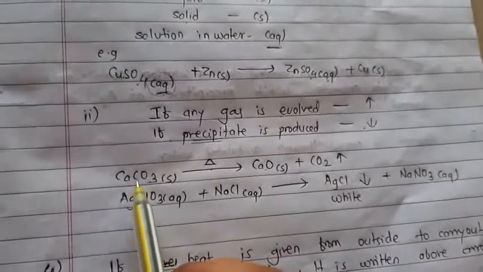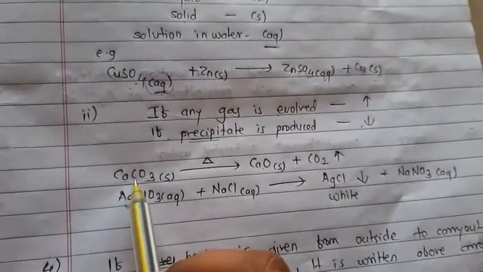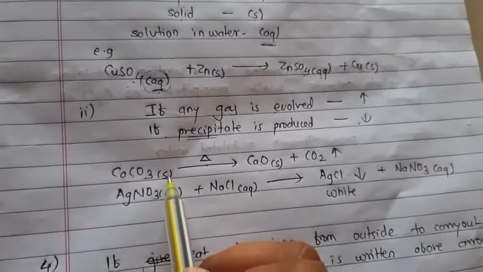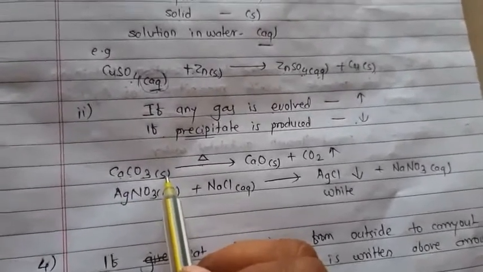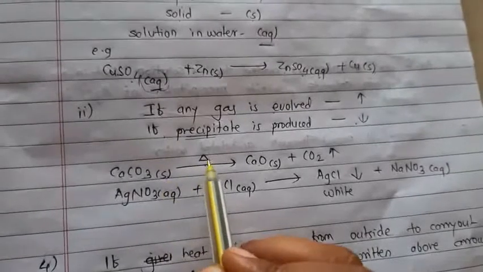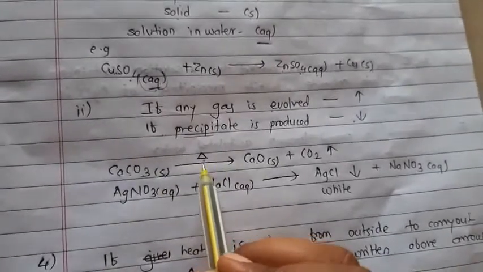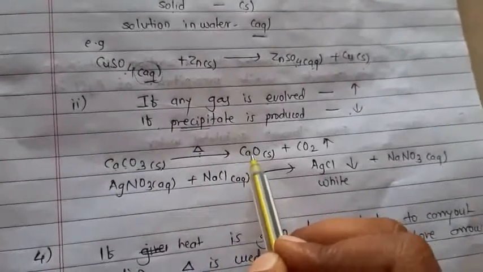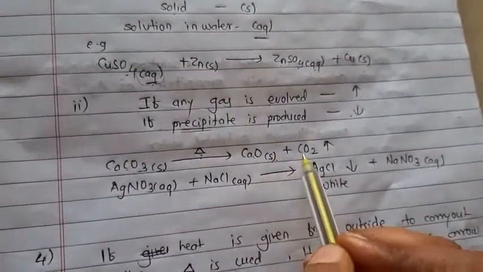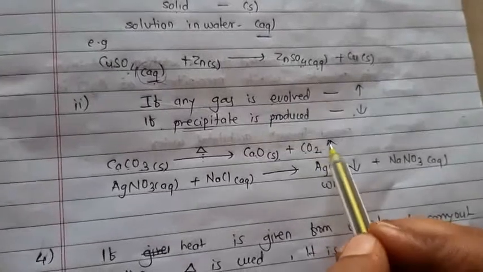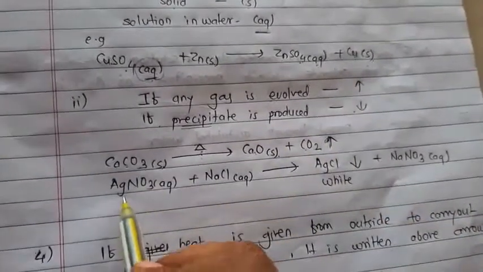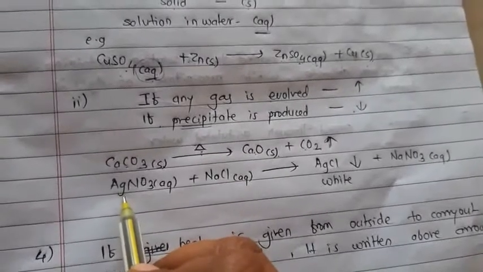So these calcium carbonates are in crystal form, so they are shown with the solid state. For this reaction, heat is given from outside, so it is indicated by triangle sign over the arrow. Products are calcium oxide, which will be in solid state, and carbon dioxide gas is evolved, so it is indicated by upward arrow.